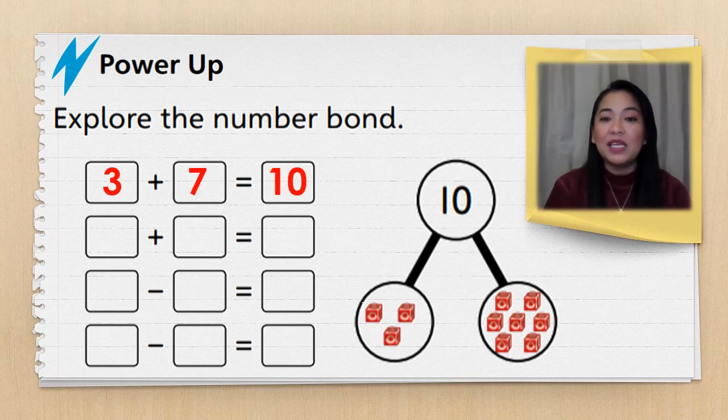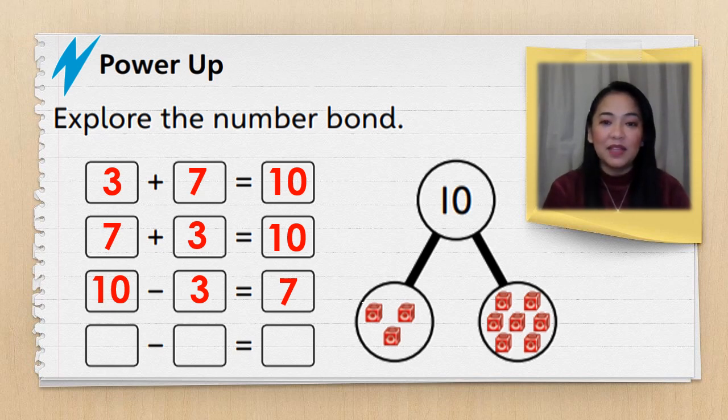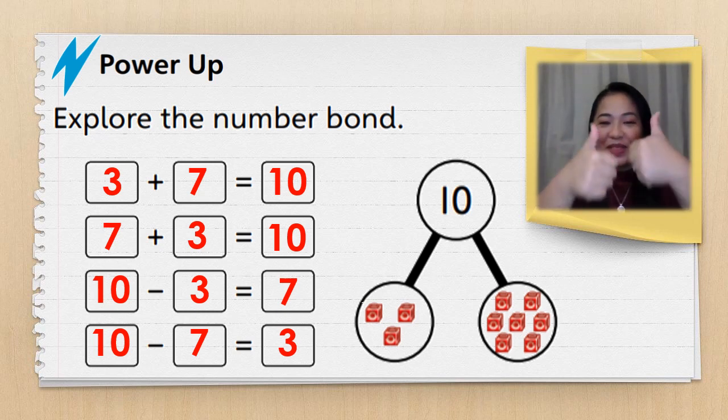3 plus 7 equals 10. 7 plus 3 equals 10. 10 minus 3 equals 7. And 10 minus 7 equals 3. Did you get them right? 2 thumbs up for you.